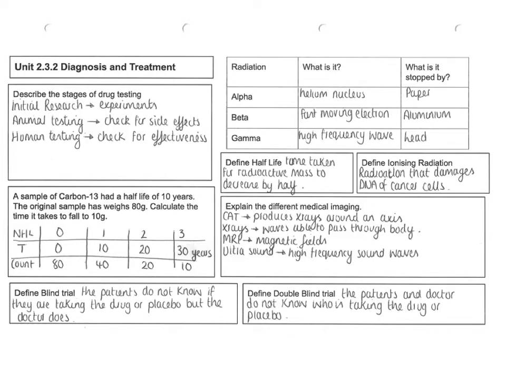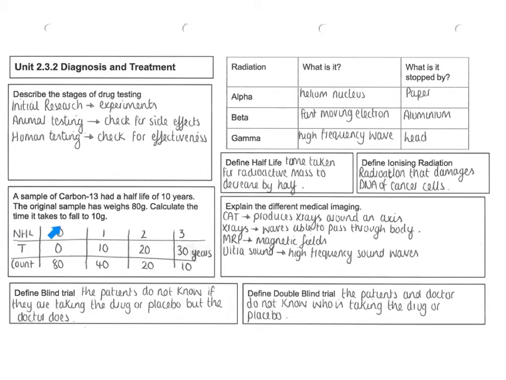Then we've got a sample of carbon-13 that had a half-life of 10 years. The original sample has a weight of 80 grams. Calculate the time it takes to fall to 10 grams. So we're going to use a table. We've got a number of half-lives, the time, and our count or our mass that we're looking at.